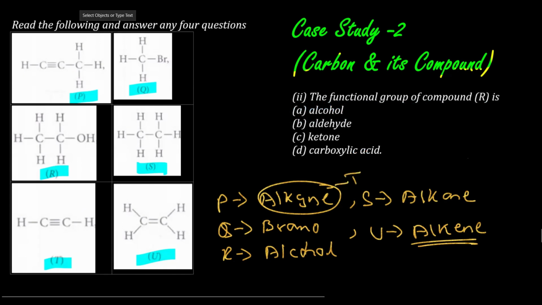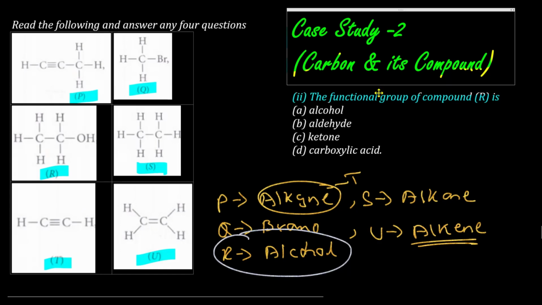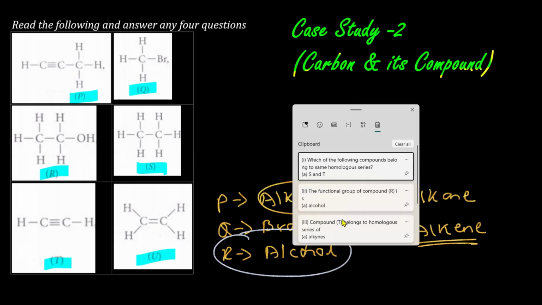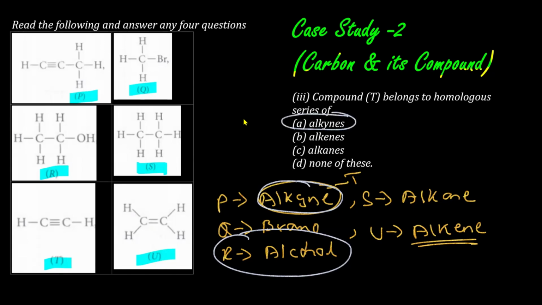Now the next question. The next question is the functional group of the compound R. So where is R? R is this, right? R is alcohol. Now that's done. Now I'll type the next question here, the third one. The compound T belongs to which homologous series? As you can see, T and P both belong to the alkyne homologous series, and alkynes have a triple bond between carbon-carbon atoms. This is the third question.